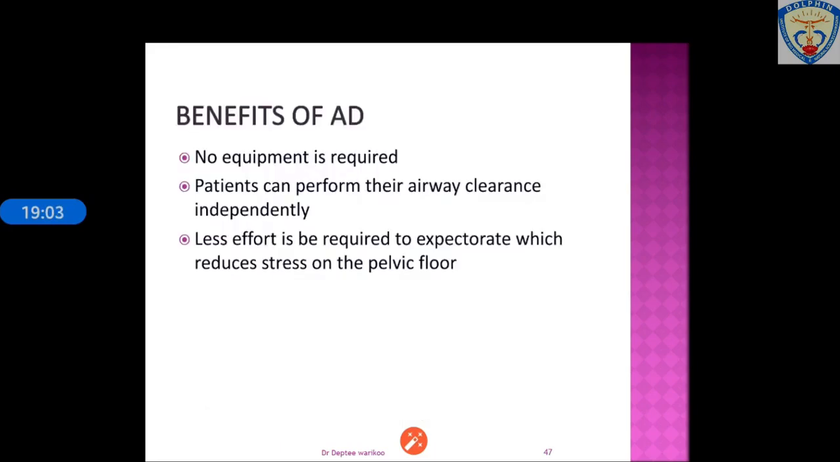Now, what are the benefits of autogenic drainage? Here, no equipment is required for drainage of the cough and the secretions. It is a very beneficial thing. Then patients can perform their airway clearance independently, and less effort is required to expectorate, which reduces stress on the pelvic floor as well. It is very good and important for the patient.